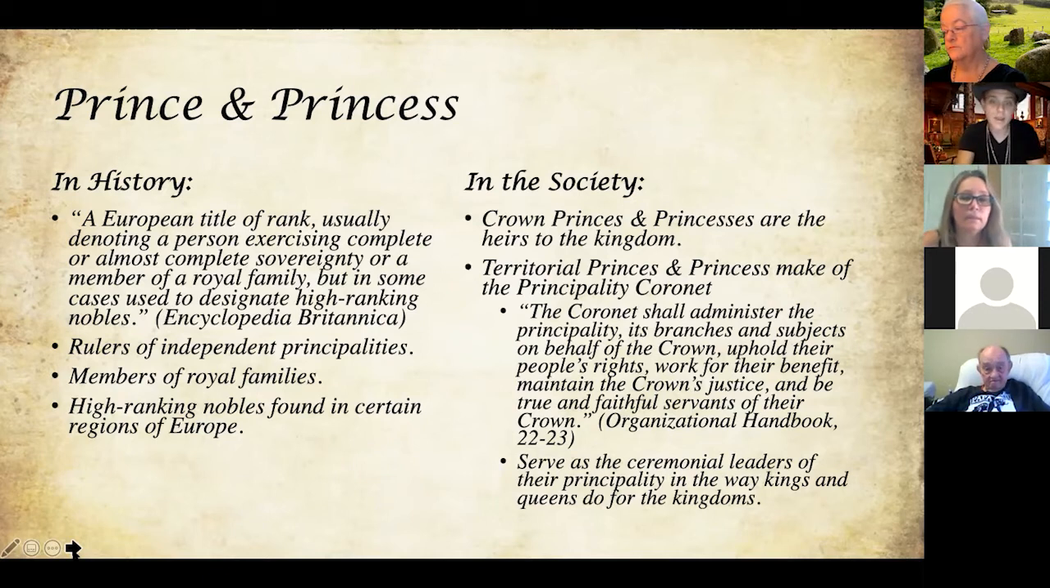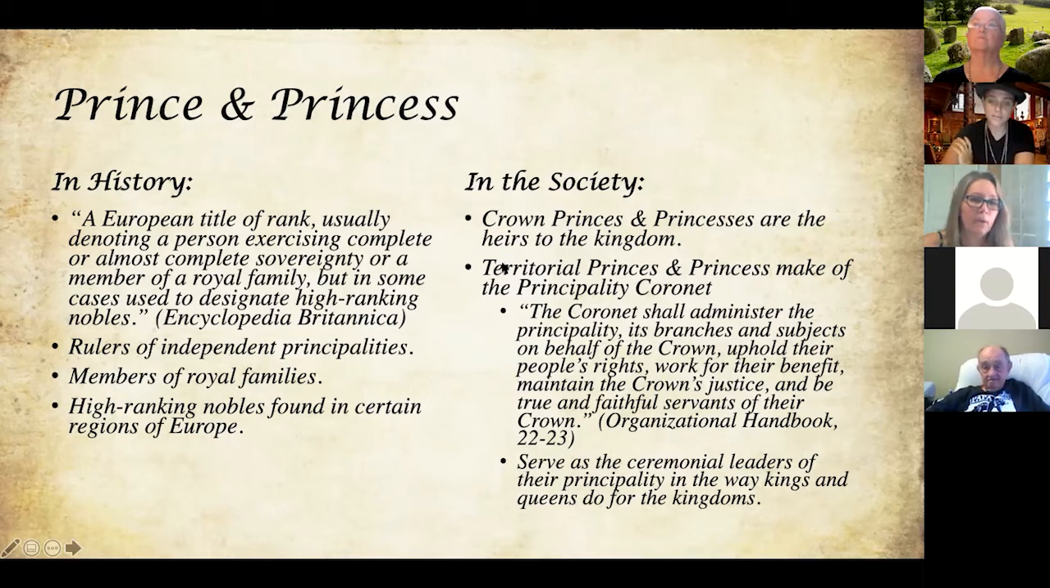In the society, we see two main contexts for princes and princesses. The first are crown princes and princesses, who are the heirs to the kingdom from the moment the champion of a crown tournament is determined to the point that they crown themselves as the sovereign. And at that point, they and their consort are known as the crown prince and the crown princess, or crown princes or crown princesses, depending on gender identity, because we have inspirational equality, which is awesome. And yeah, that is that one.